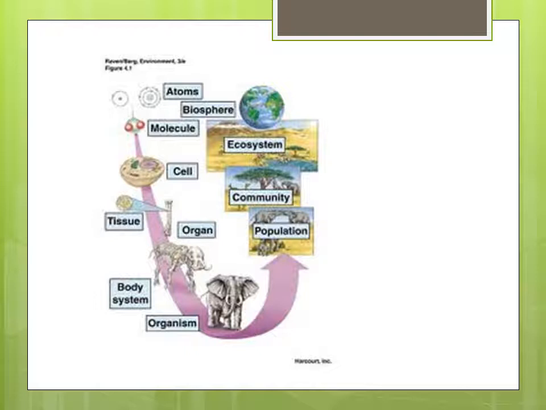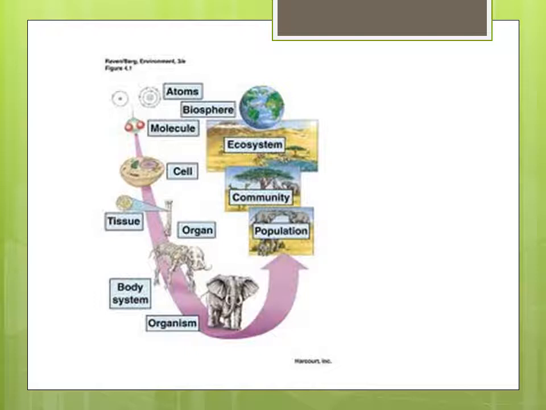But building up the cells, you get a tissue, building up of tissues, you get an organ, and then you get a body system, like the digestive system or something like that. And you build all that together and you get an organism. And here you see the elephant. The elephant is your organism.